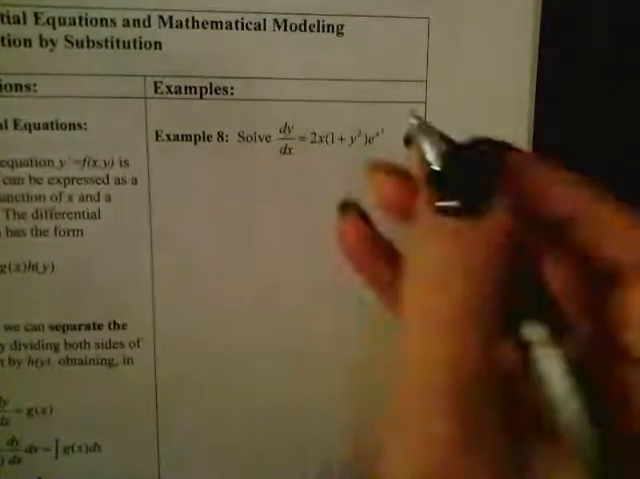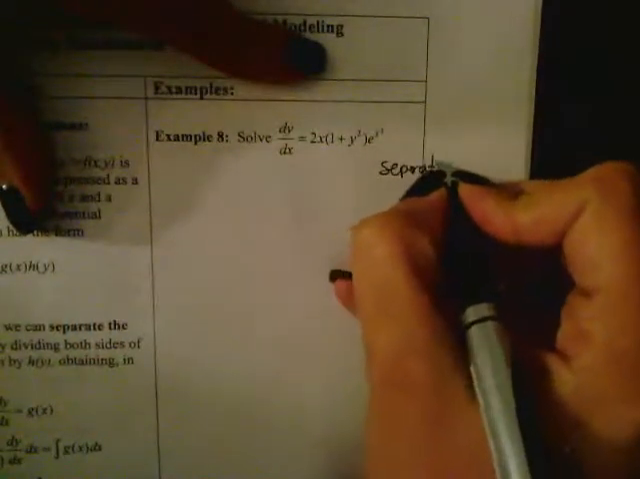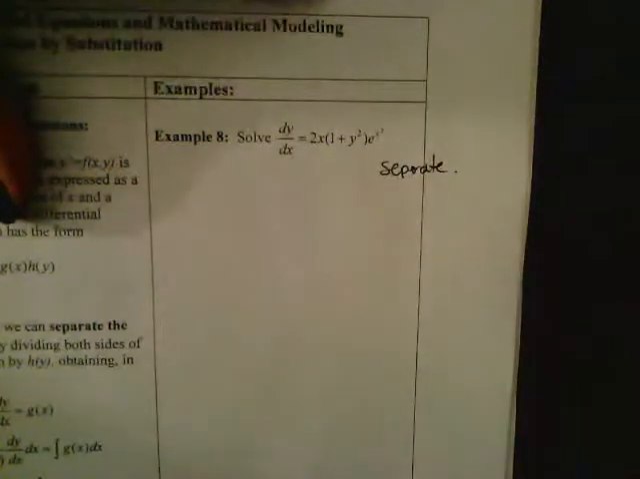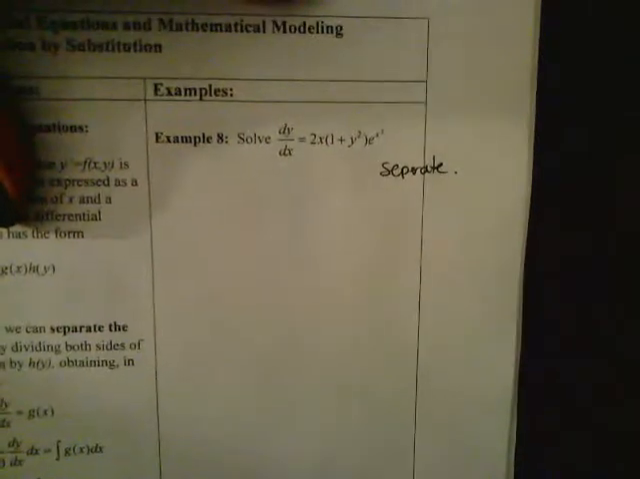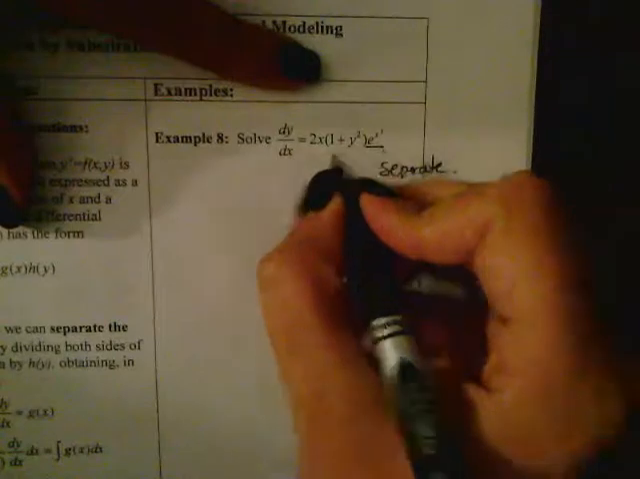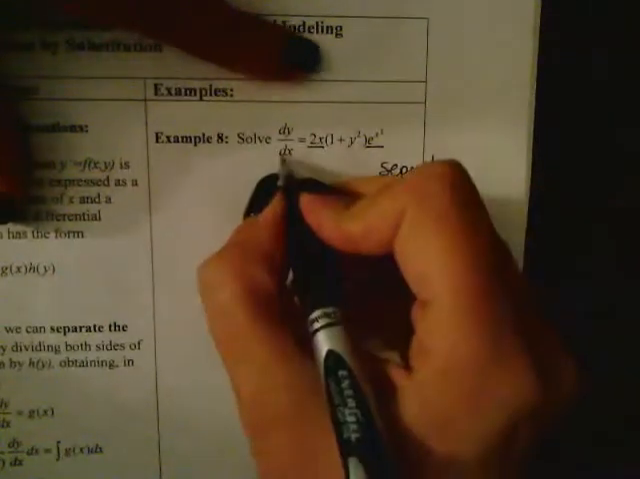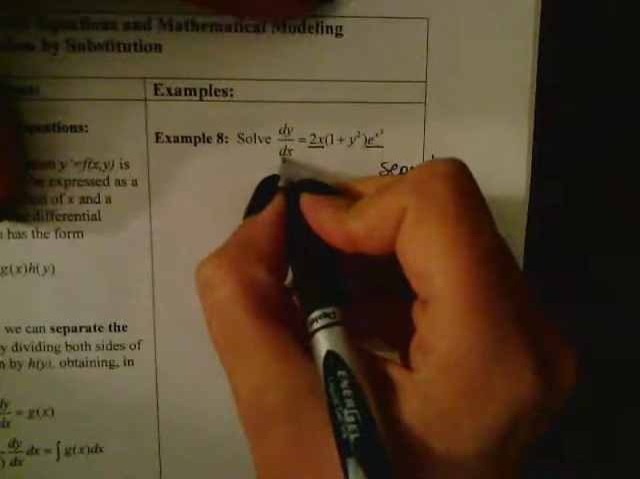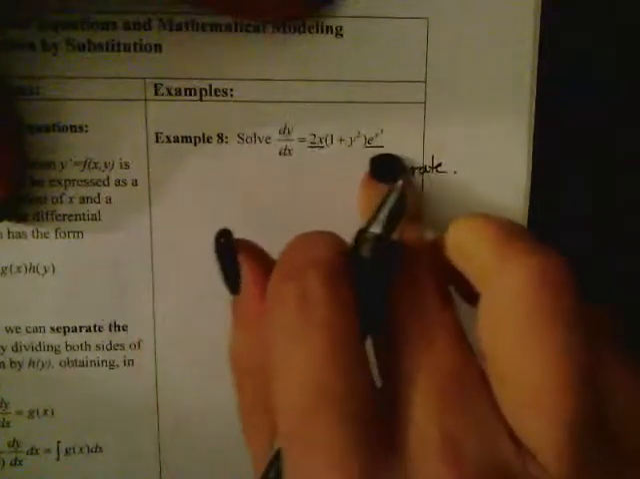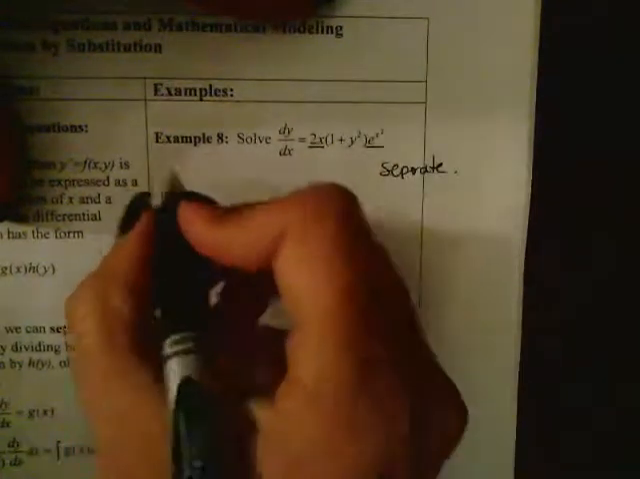So step 1 is we're going to separate. Let's get our x's with our dx and our y's with our dy's. So here, this guy right here has an x, and here's an x. So that has to get together with the dx. The first thing I'm going to do, and all of this is multiplication, is multiply both sides by dx.